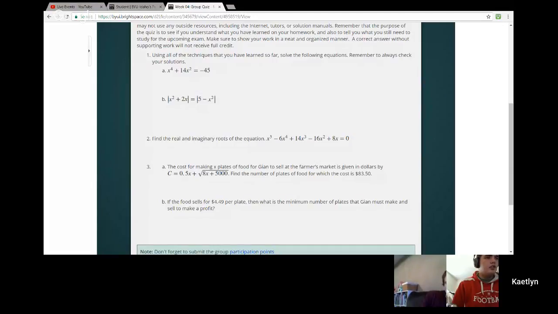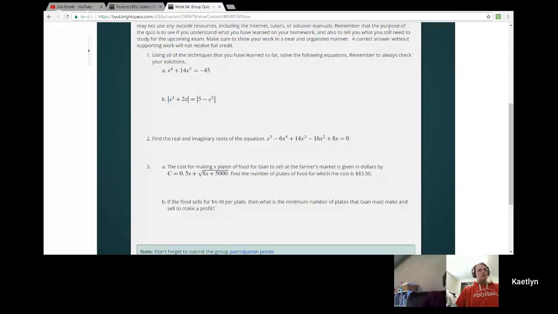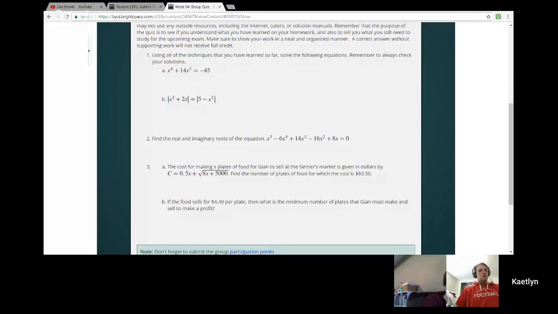Alrighty. Let's go. Last one. Food sales have $4.49 per plate. What is the minimum number of plates the club must make and sell to make a profit? So don't we just put that in for x this time?